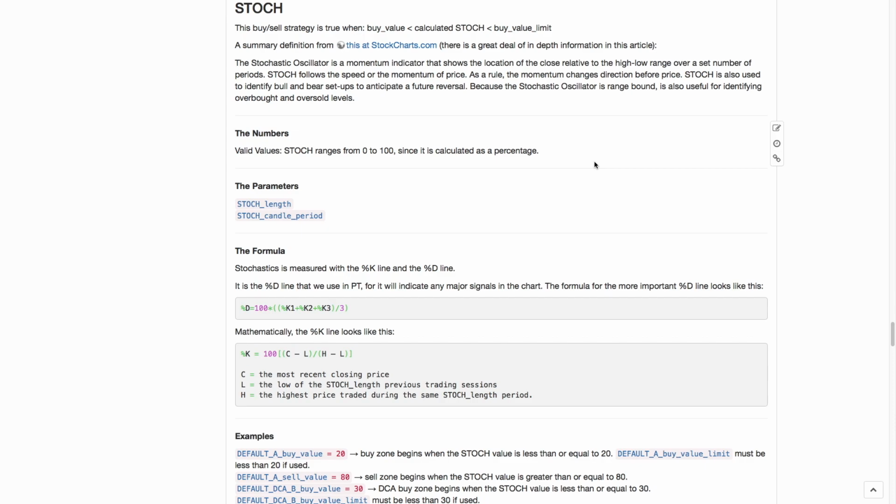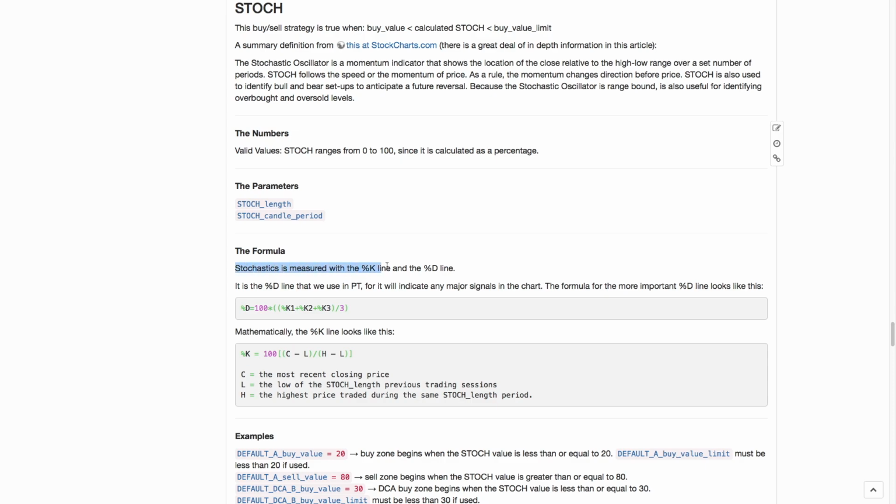If you set it as the industry standard, which is 14 periods for your high-low range, then you will see the close of a candle relative to the high and low range over the past 14 candles. That's essentially how it's calculated. There's a formula here showing how the value for ProfitTrailer is calculated, but first we need to understand what these are.